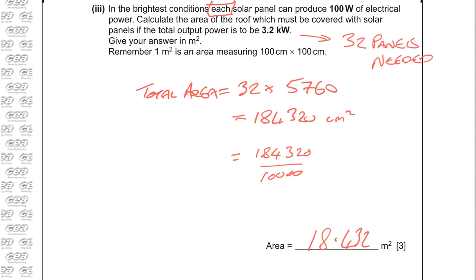So we get 18.432 meters squared. Okay, so multiply our 32 panels by the area we found in the last part for one panel. That gives us this big value in centimeters squared, and then divide by 10,000, because remember, 100 times 100 is 10,000. So there are 10,000 centimeters squared in a meter squared, and that gives us 18.4 roughly meters squared of roof needed. And that concludes our business with this question.